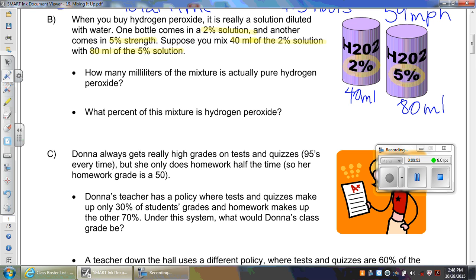So the first solution contains 40 milliliters. What is the percentage of hydrogen peroxide? 2. If we turn that into a decimal, what would it be? 0.2 is actually 20%. So, 0.02. Now let's look at the second solution, and the total amount of liquid is 80 milliliters, but the amount of hydrogen peroxide as a percentage is what? Very good. All right, so I want you guys to please do that on your calculator.